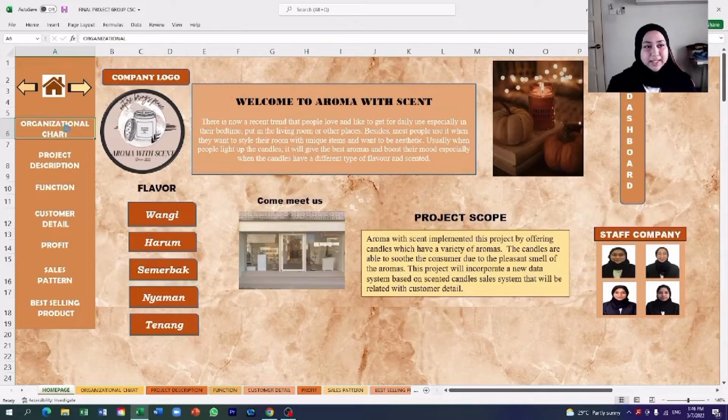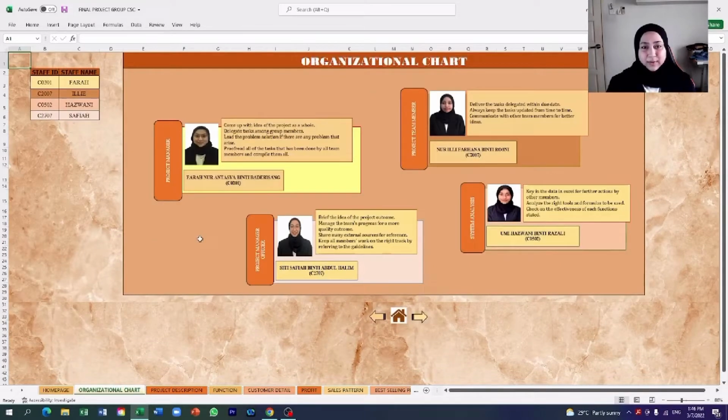First off, let me start with introducing all of our group members. The first one is myself. My name is Farina Atasha binti Badrisa. The second member is Nur Ili Farhana binti Rosni. The third member is Siti Safia binti Abdul Halim. And the fourth member is Umi Hazwani binti Razali.